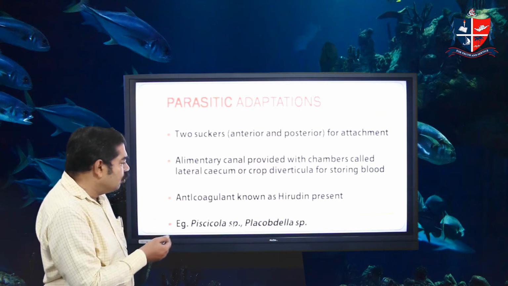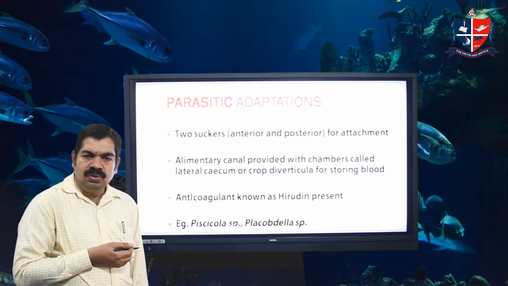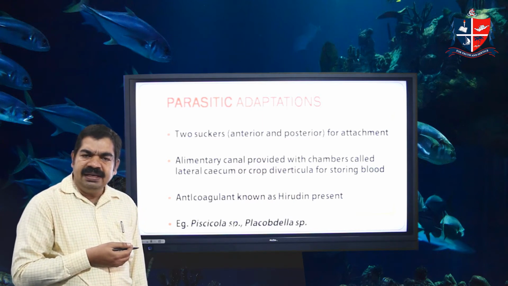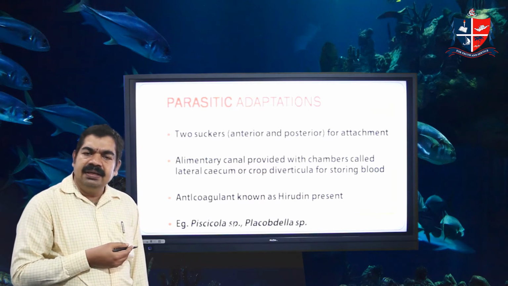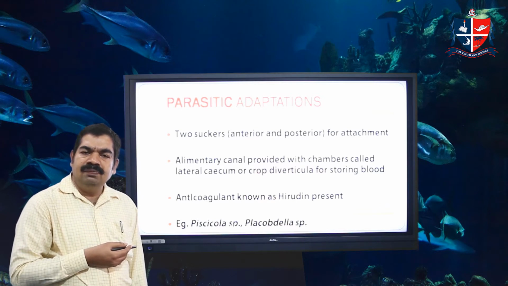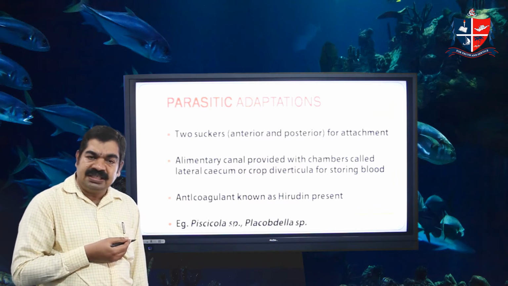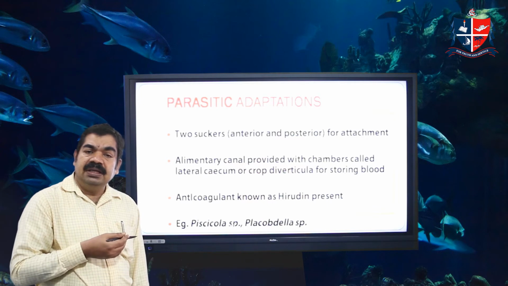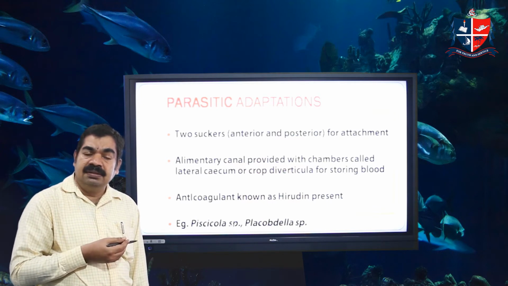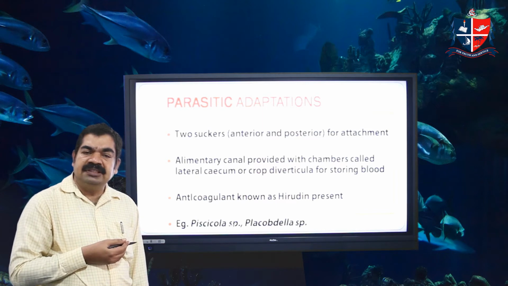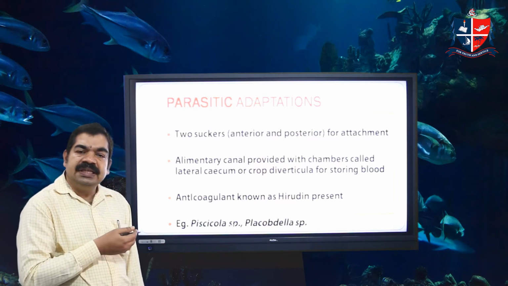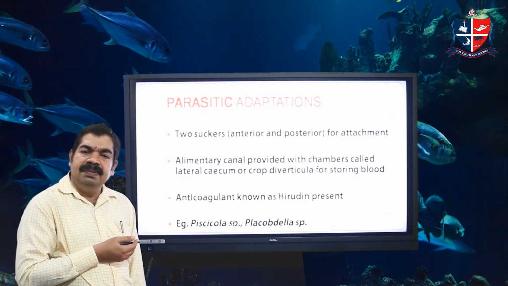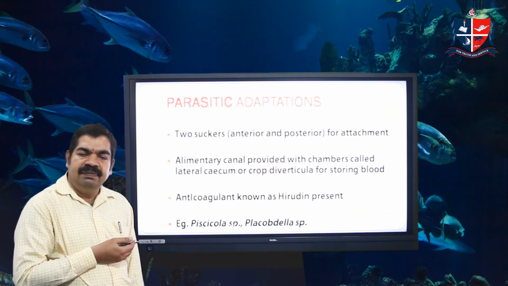Next one, an anticoagulant known as hirudin is present. So the advantage of hirudin is that it is an anticoagulant, in the sense that hirudin will be preventing blood clotting. So when the leeches are feeding on blood from the fish, for example, the blood has a characteristic of clotting. This clotting will be avoided by the presence of hirudin. So the presence of hirudin is a parasitic adaptation of leech, which will prevent blood clotting during feeding.